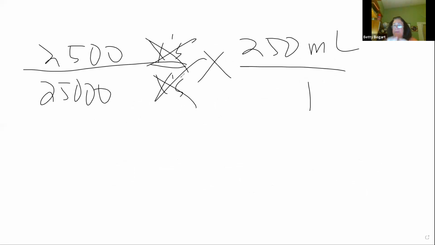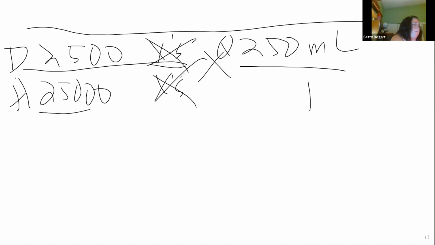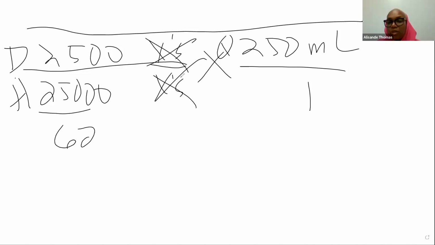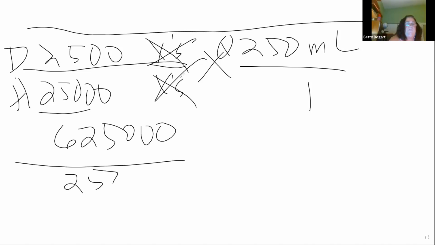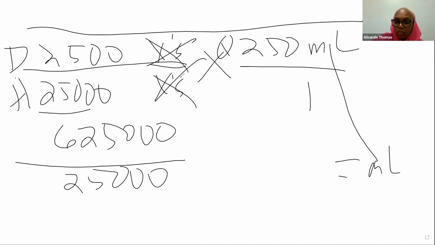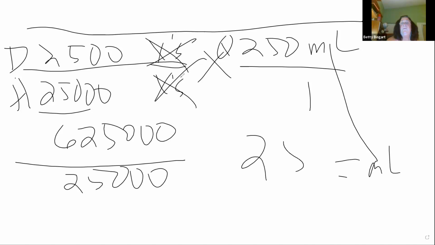We know that medicine comes in that, but all we want to know is the quantity that we have to use. So heparin and insulin are all a DHQ question. Again, multiply the top, divide the bottom. So 2,500 times 250 is 625,000. And we're going to divide that by 25,000. We know our only label left is milliliters. So let's just divide. Our answer is 25.